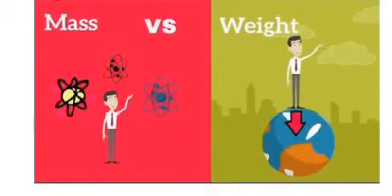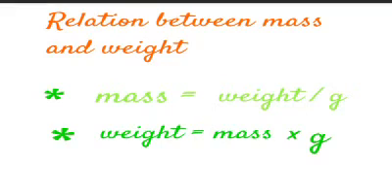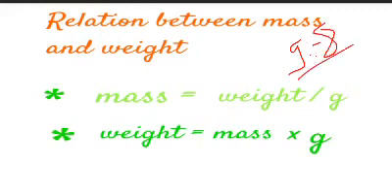Now we will study what is mass and what is weight. See, here is a beautiful explanation. We are studying the relation between mass and weight. Mass is equal to weight by gravity. What is g here? g is gravity. It is equal to 9.8 meter per second square. If you want to calculate weight, you will multiply mass with gravity.